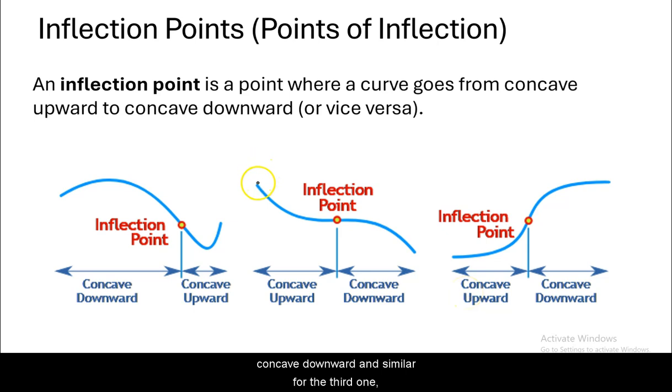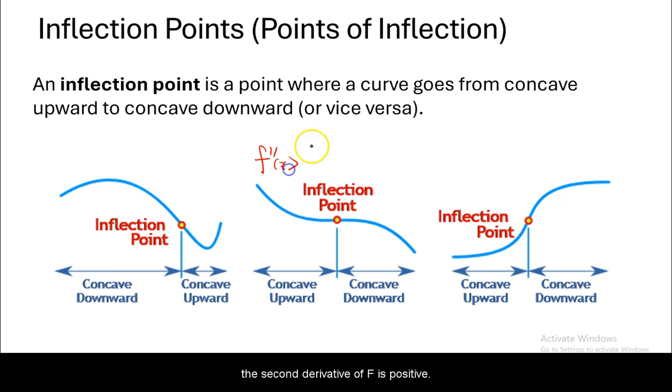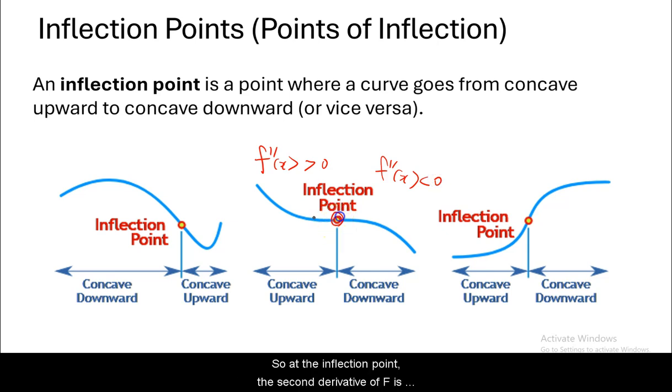We know when a graph is concave upward, the second derivative of f of x is positive, and when it's concave downward, the second derivative of f of x is negative. So at the inflection point, the second derivative of f of x is equal to 0 or does not exist.